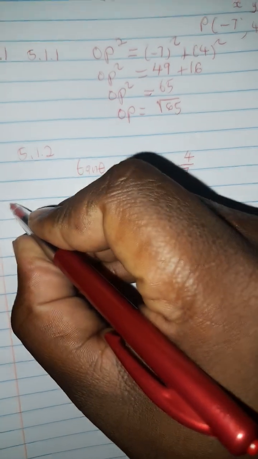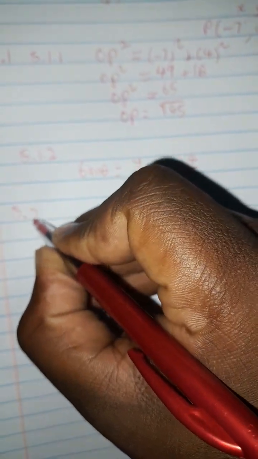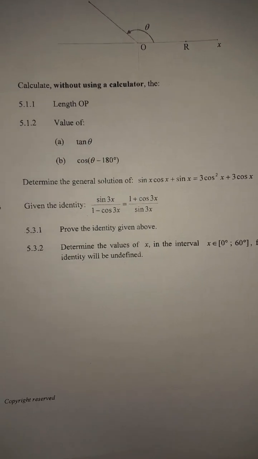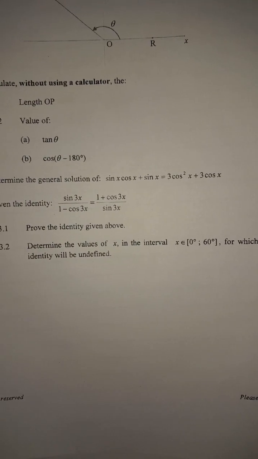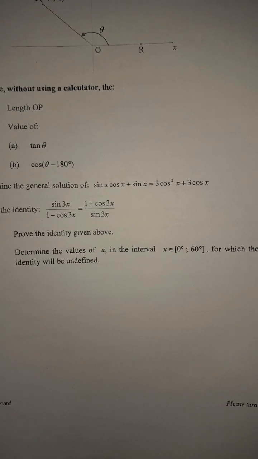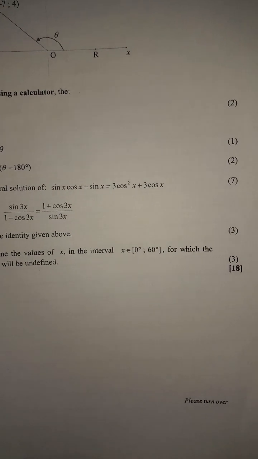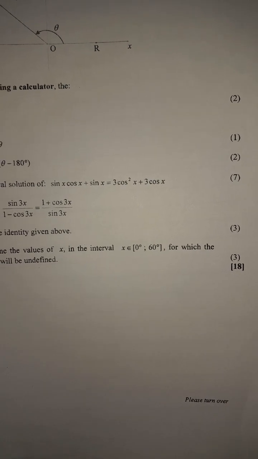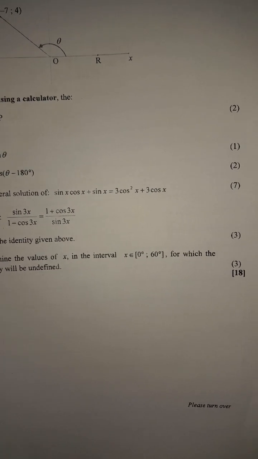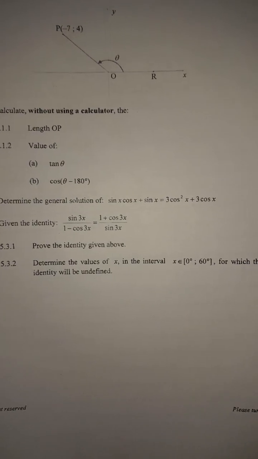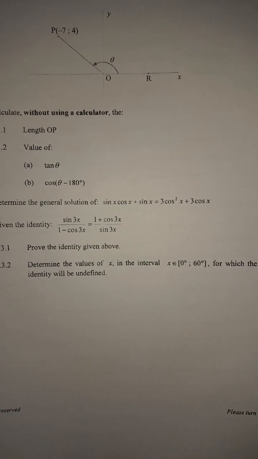Then let's go to 5.2. Let's see what 5.2 wants us to do. At 5.2, determine the general solution of sin x cos x plus 3 sin x equals 3 cos squared x plus 3 cos x. That's 7 marks, guys. You can't afford to lose such 7 marks. All right, so without wasting time, let's also put this into practice.